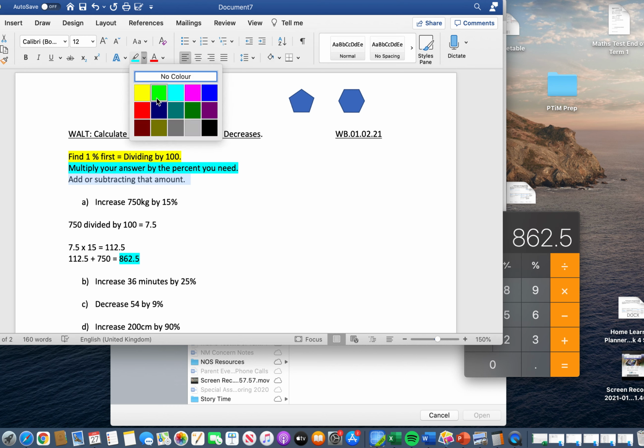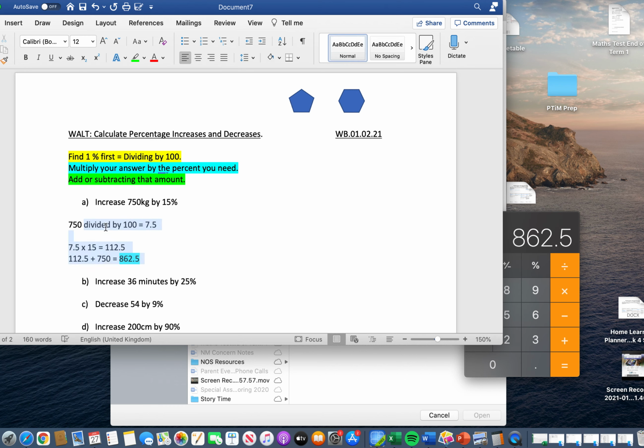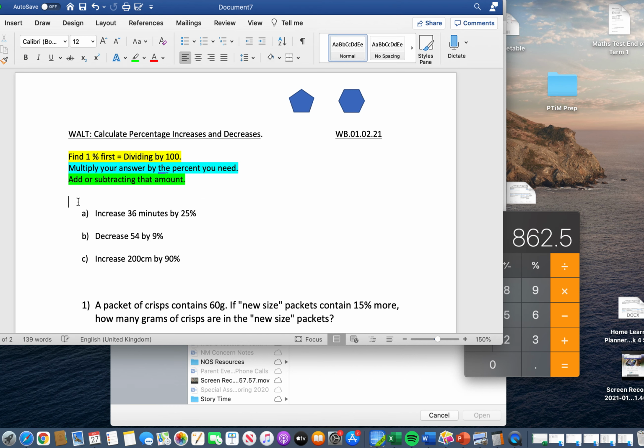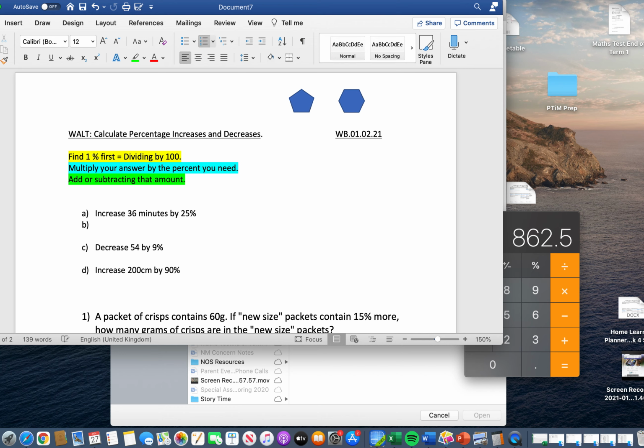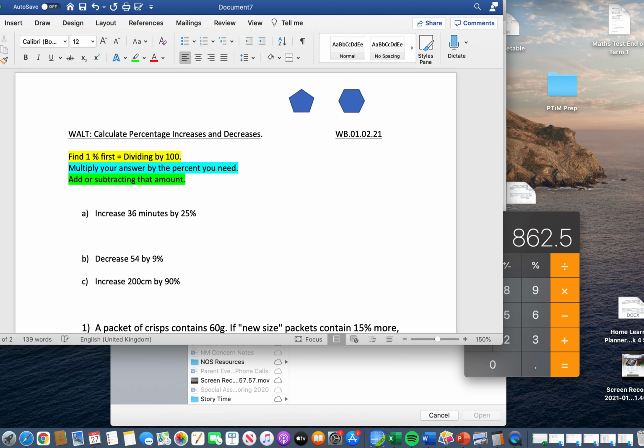Let's just highlight that. So we'll go through those steps again for the next problem. I'll just delete this just to keep it clear. Obviously, you can always rewind and look again. This next problem says increase 36 minutes by 25%. I know lots of you are thinking already, 25%, that's a quarter. I know what a quarter of 36 is. I can do that quite quickly. But let's just go for our methodology just to be sure.